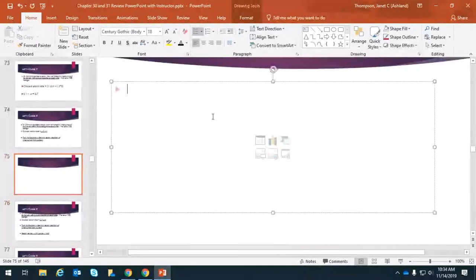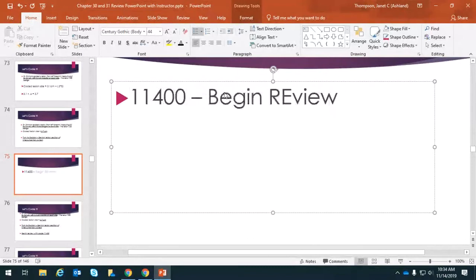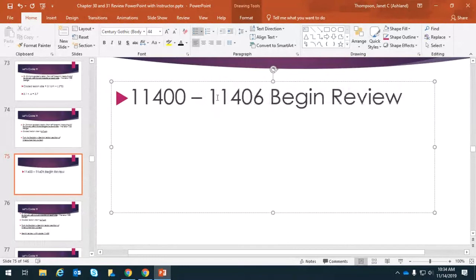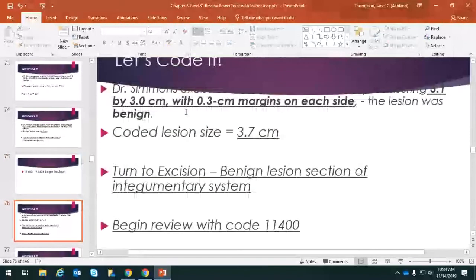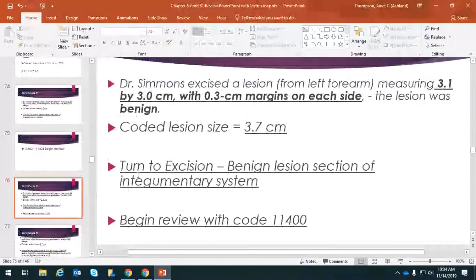Let's go back to where our section starts at 11400. And this is a 3.7 centimeter lesion on the forearm. So we're going to look at codes 11400 to 11406. The lesion's benign, it's 3.7 centimeters with its margin. We're starting at code 11400.